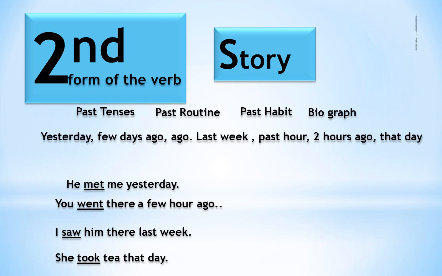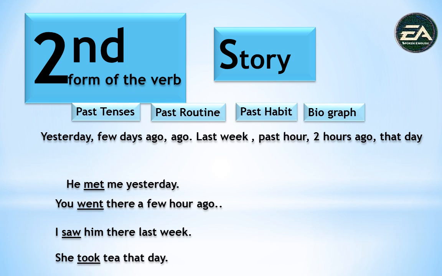So we're giving a sense that we are reading the story. So we are always reading the second form of the verb, like we use it in past tenses, past routines, past habits, and for a person who is no longer alive, biography. So this is known as the story verb, the second form of the verb.